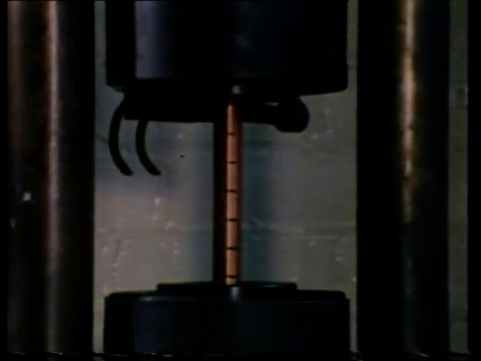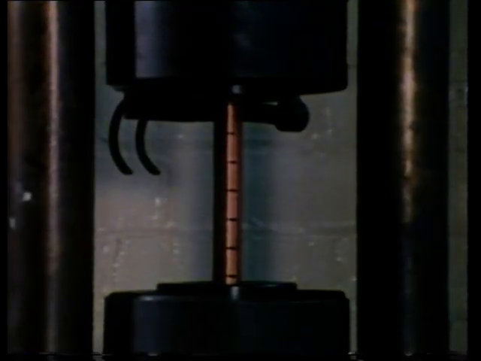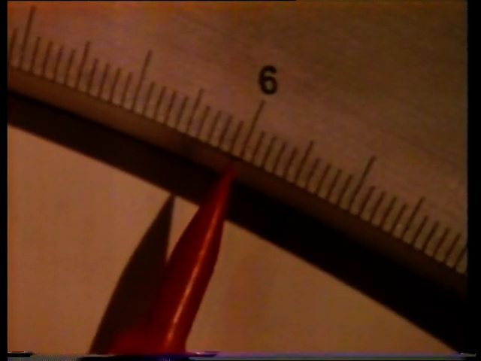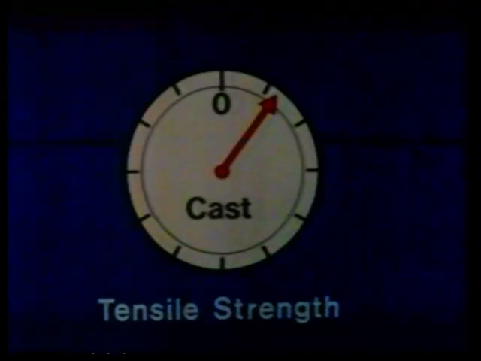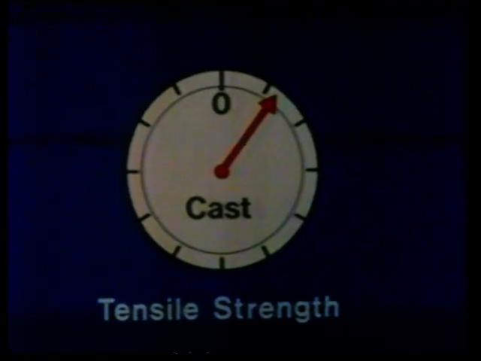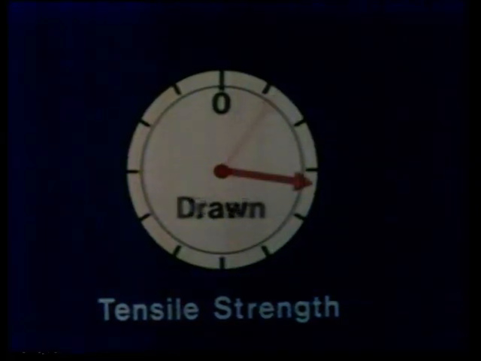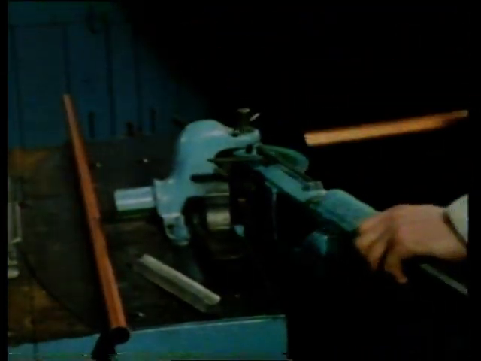There. Now for the test. It's much weaker than the drawn tube. Only 6 kilonewtons this time. Since the tubes were the same size, this means that the tensile strength has increased. So cold working has not only increased the hardness, it's also increased the tensile strength of the copper. It's brought about two useful changes in its mechanical properties.